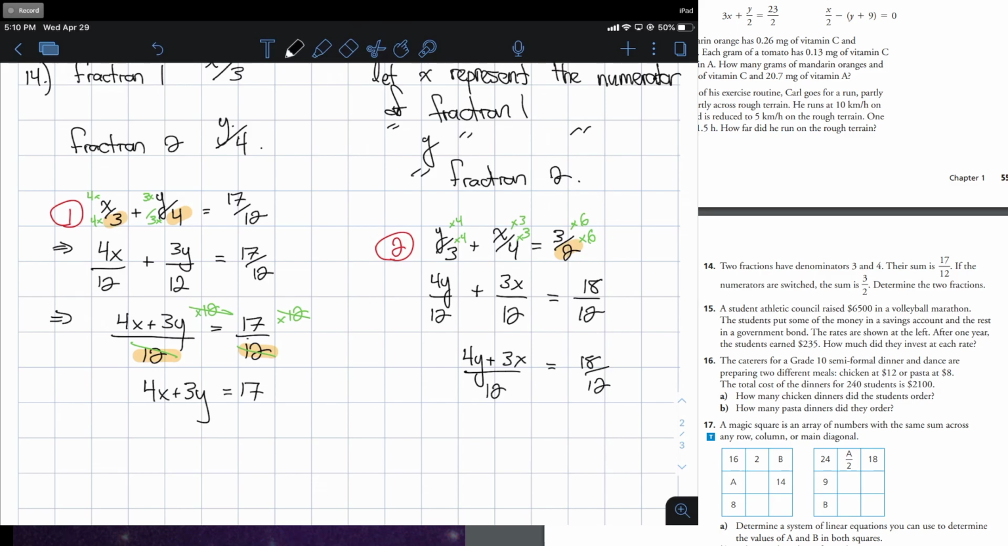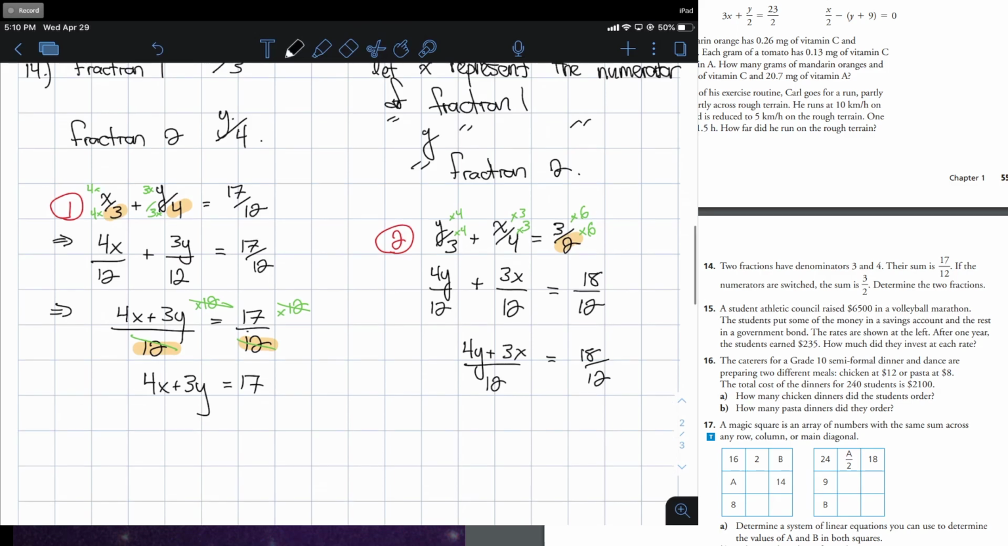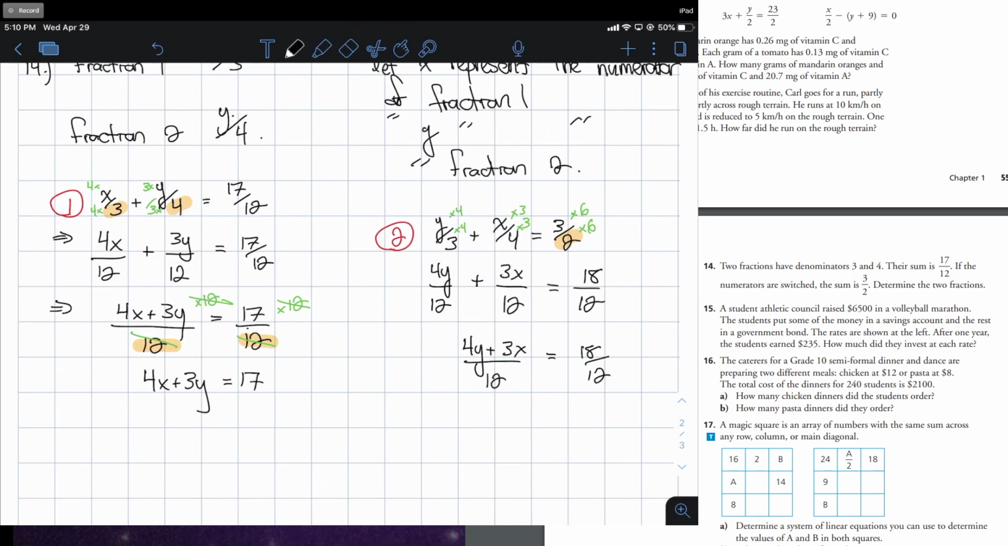And again, just like I did in the previous equation, at this step here, everything has a denominator of 12. And so I can just cancel it out. Or rather, if you want to be careful, multiply both sides by 12, and then I can cancel everything out. So what I end up getting here is 4y + 3x = 18.